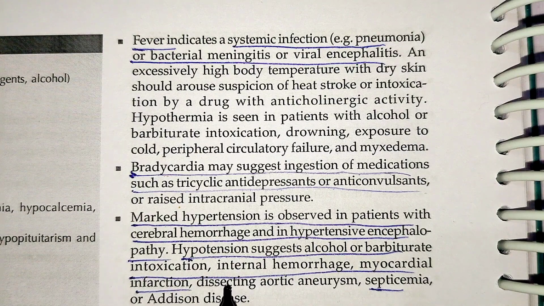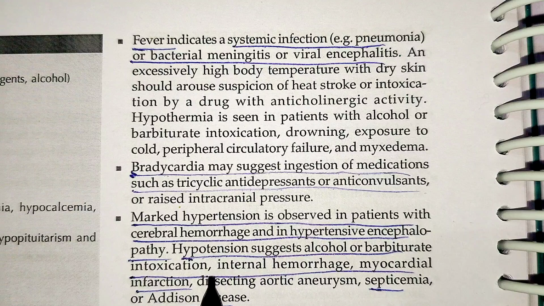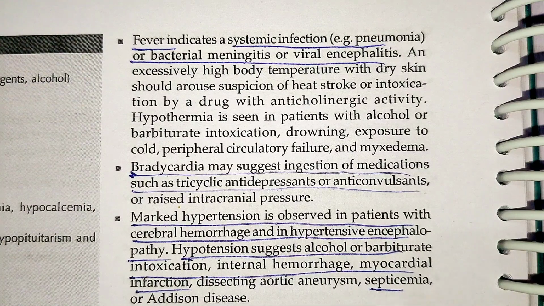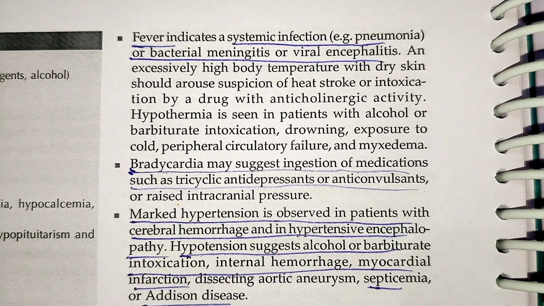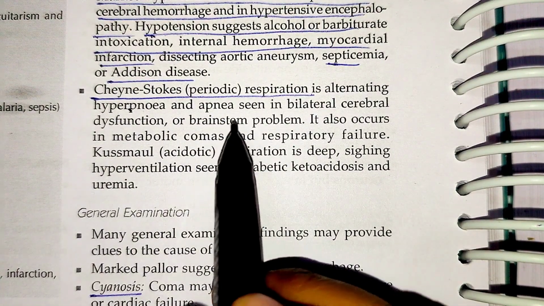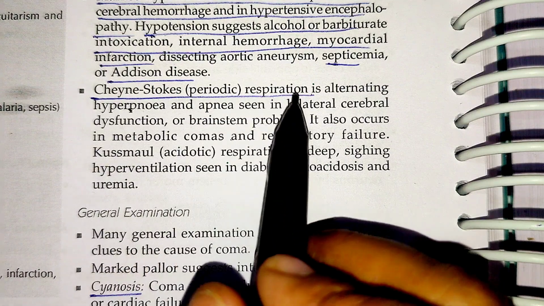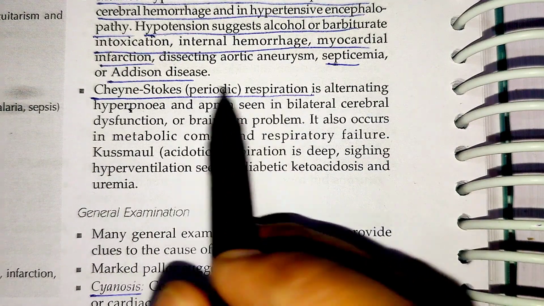If the BP is low, hypotension suggests alcohol or barbiturate intoxication, internal hemorrhage, myocardial infarction, septicemia or Addison's disease. In case of brainstem problem and bilateral cerebral dysfunction, Cheyne-Stokes respiration is seen, which is periodic respiration.